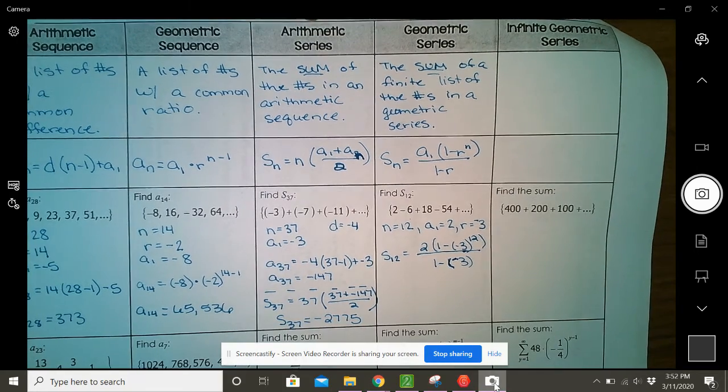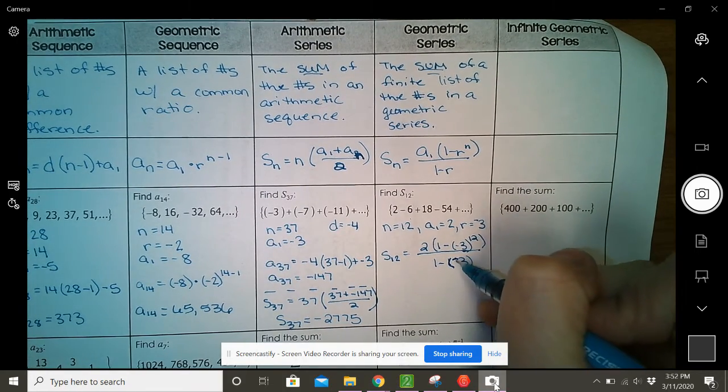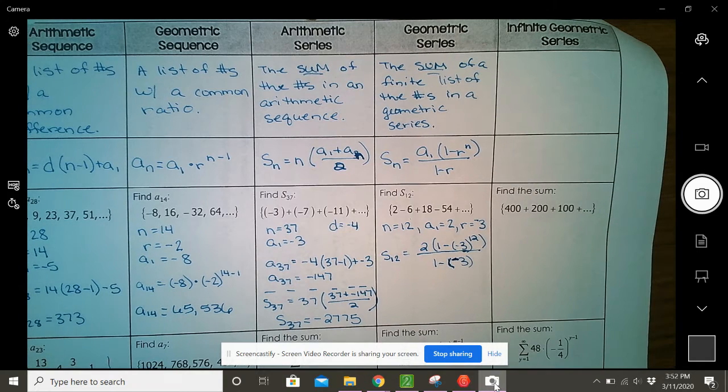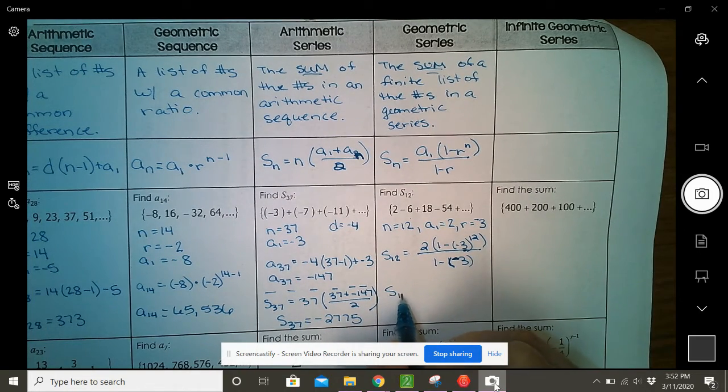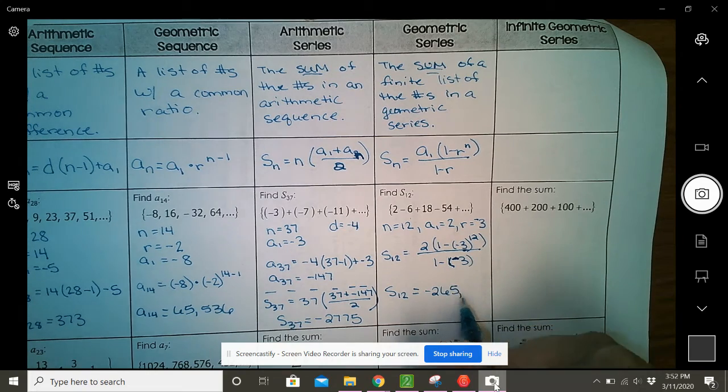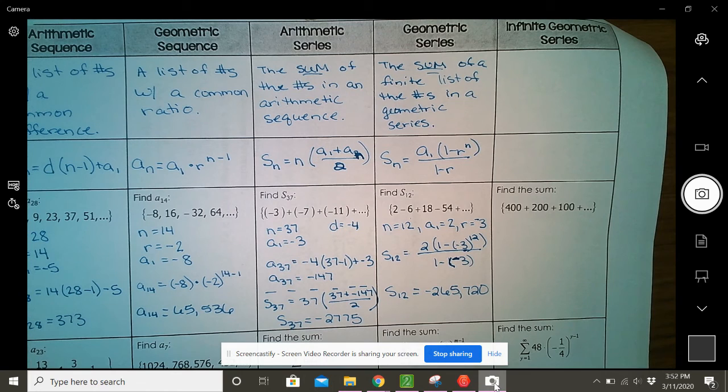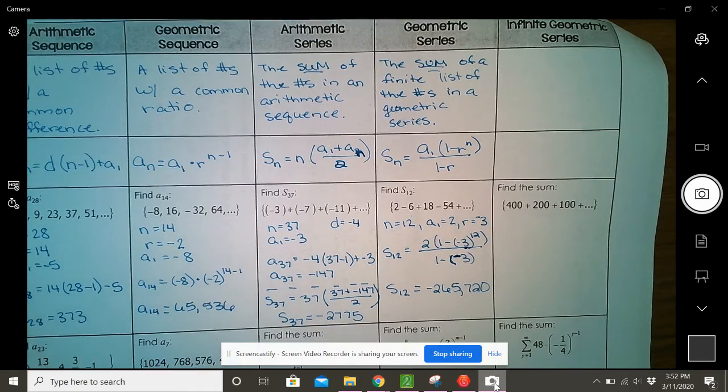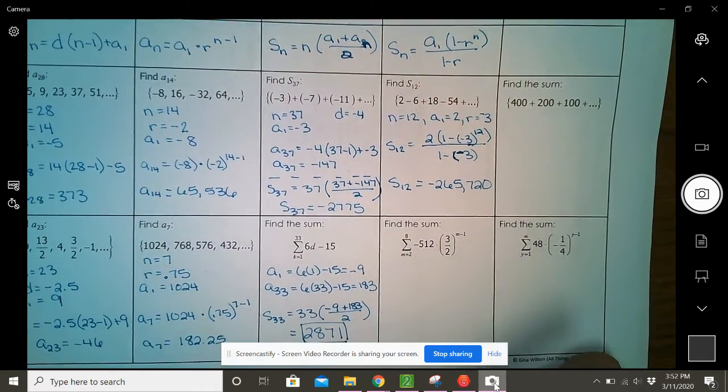Okay, from here, be really careful over in Desmos. You just saw what happened when I put parentheses in the wrong spot. Okay, so get your parentheses in the right spot, and you should get a sum of negative 265,720. Okay, one more example to go.